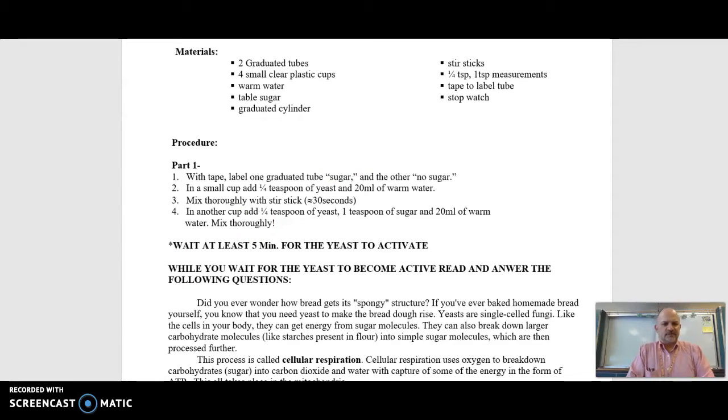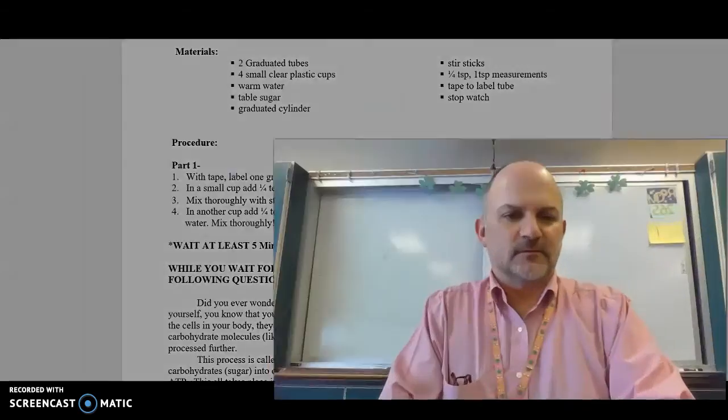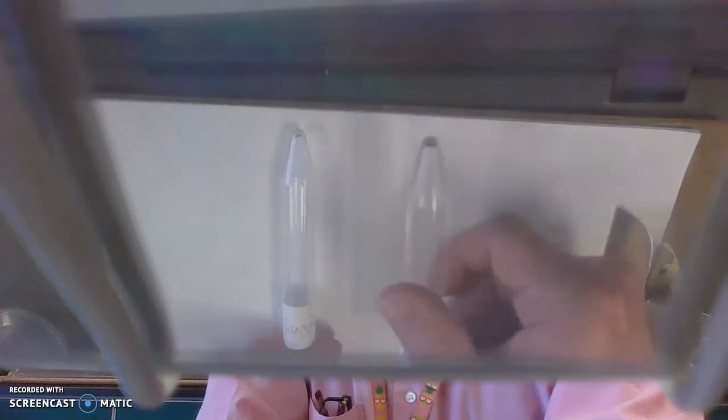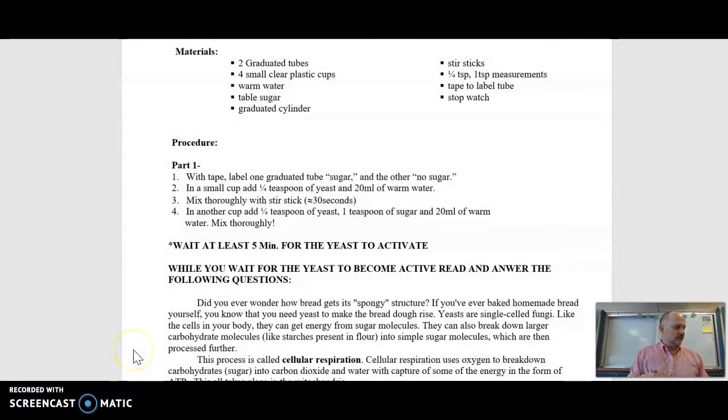Okay, so let me switch so you can see what I'm talking about there. So these are my graduated tubes. One is labeled sugar, and one is labeled no sugar. Then I have to mix up my yeast solution with sugar and without sugar. In order to do that, I'm going to need some measuring spoons and some cups. So I have a couple of cups here.